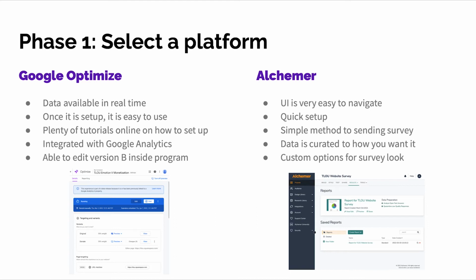At least for my final project, I decided to use Google Optimize for the actual A/B testing. I used Alchemer for the post-session survey, and I used Squarespace to build the actual website.